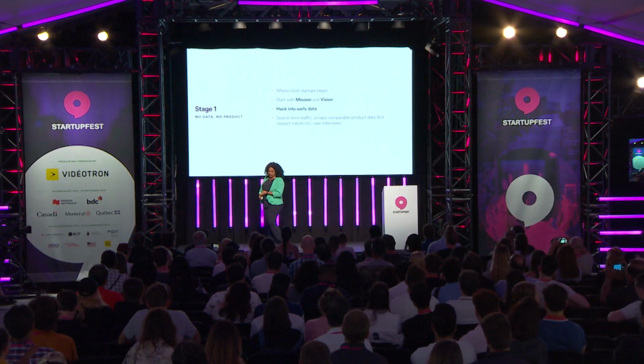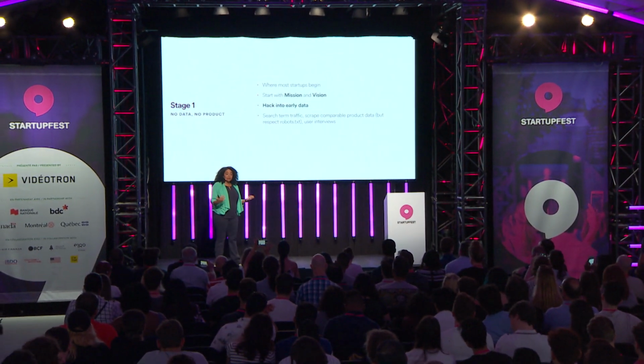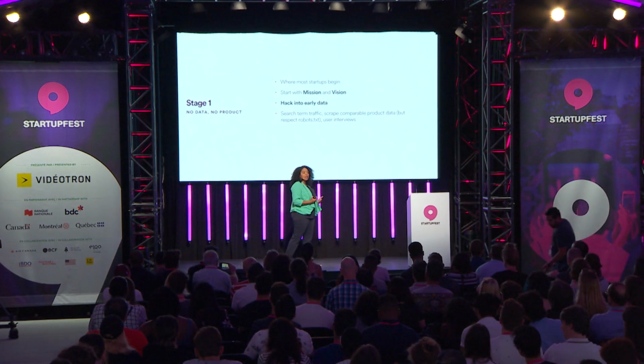But with that, you can hack into other early data sources without having to buy a bunch of reports online just to piece together market size. You can figure out search term traffic. You can figure out how many people are searching for certain keywords that are important to your product space. You can actually scrape comparable product data. You can go find comps and write a scraper to scrape their site to figure out various things about their product and their usage. Now, I'll say that, and the caveat is I'm not advising you to break the law, so respect robots.txt if you're gonna go that route, but that is one way to hack into early data about your potential users.